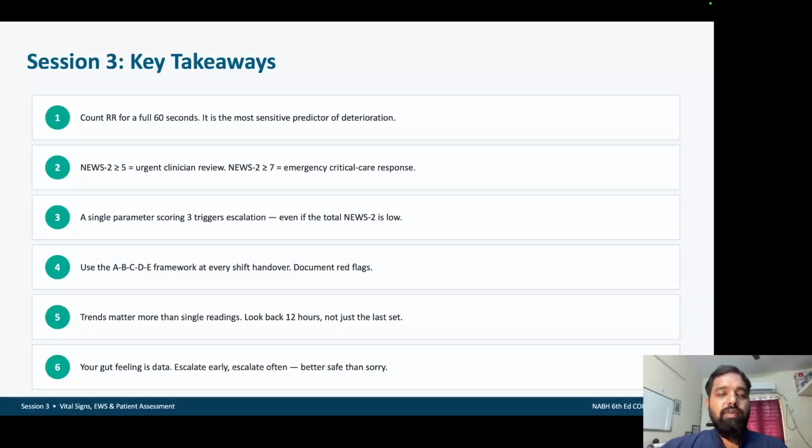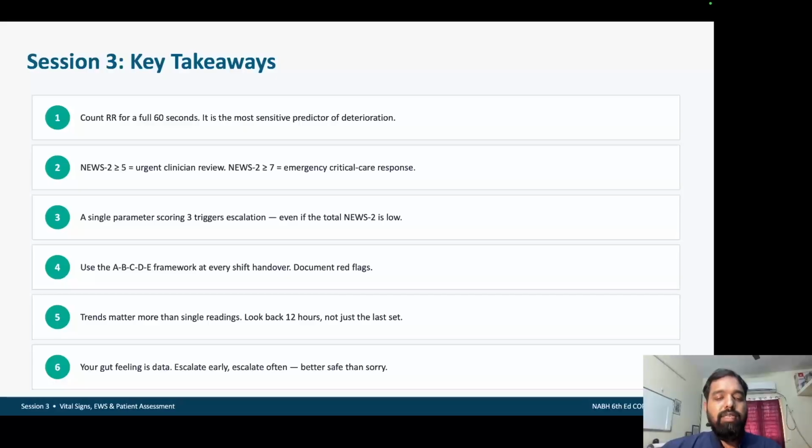So the key takeaways from this session include: count respiratory rate for a full 60 seconds. It is the most sensitive predictor and the most ignored predictor of deterioration. A NEWS 2 score greater than or equal to 5 means urgent clinician review. NEWS 2 greater than or equal to 7 means emergency critical care response. A single parameter scoring 3 triggers escalation even if the total NEWS 2 is low.